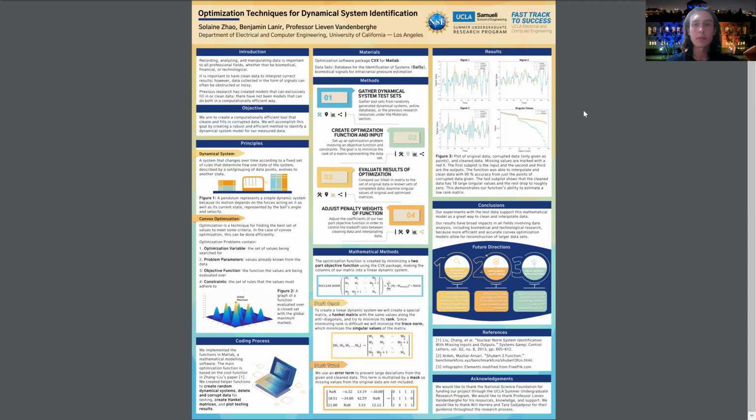Then we would run our optimization function and evaluate the results of the optimization. And finally, we would adjust the penalty weights of our functions accordingly, so adjusting any values that may be in our functions to try to get more accurate cleaned data.